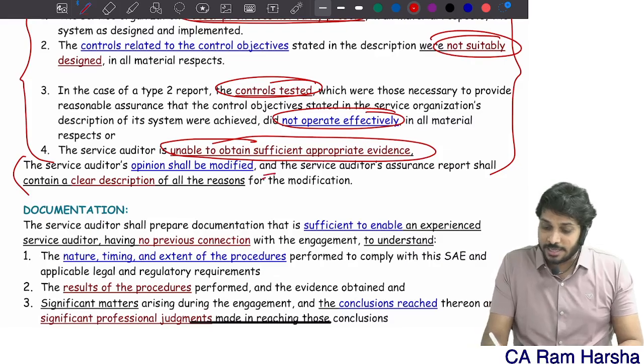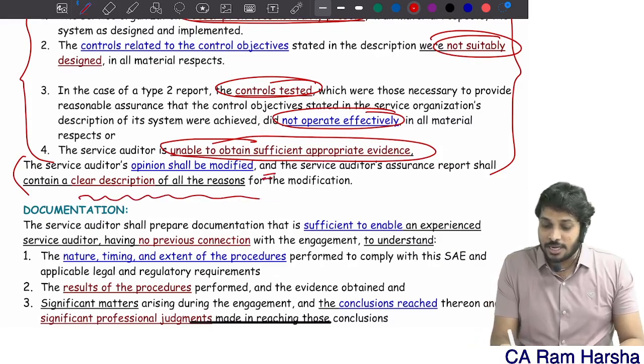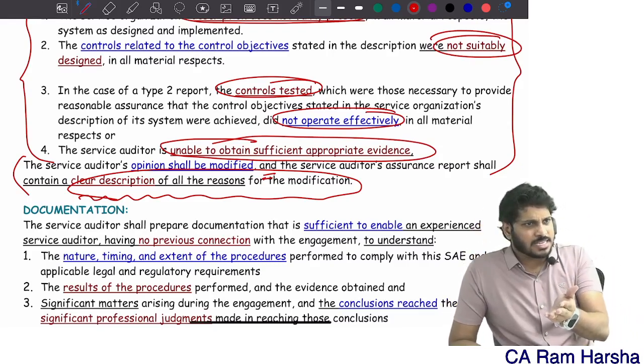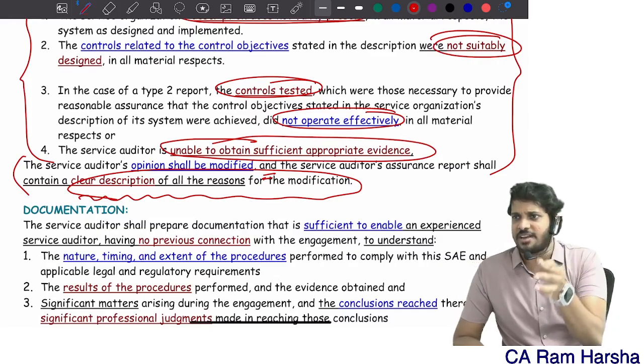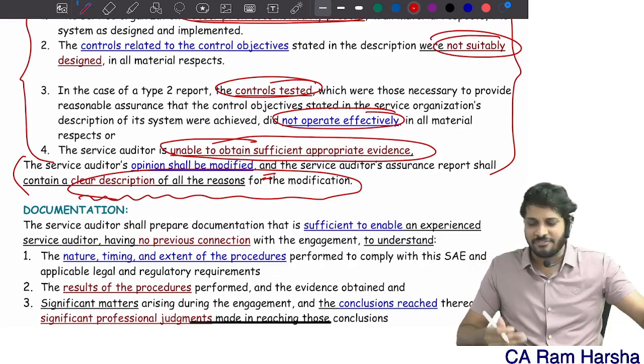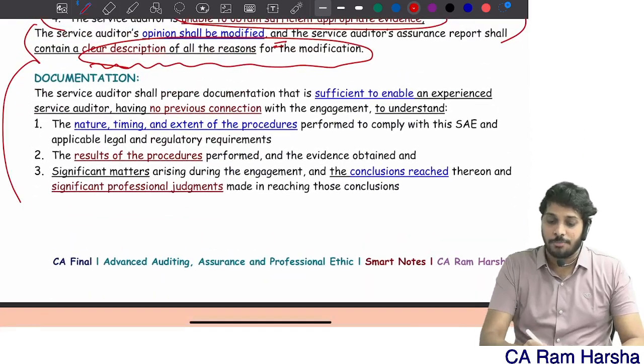And not only that, whenever you are giving a modified opinion, you should clearly describe the reason why you gave it. The same requirement is there for us in financial statement audit also. That's it. And finally, the service auditor has to document the following.